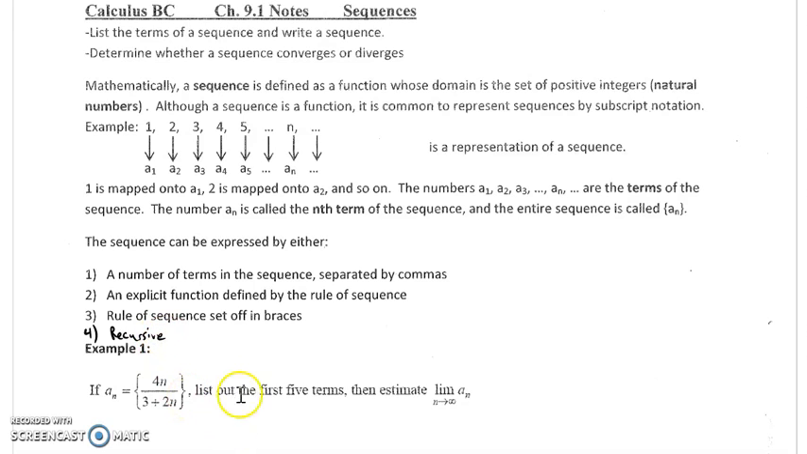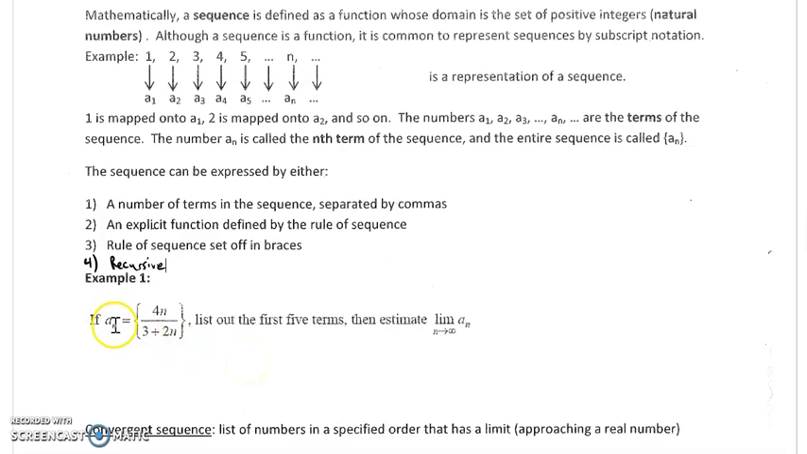All right, so if you're going to try to find the first 5 terms of a sequence, it's as simple as evaluating a sub 1, which is 4 times 1 divided by 3 plus 2 times 1, which is going to be 4/5. A sub 2, and we're just going to replace the n with a 2, so we're going to get 8 on the top, and 3 plus 4, or 7, on the bottom. And then a sub 3, it's just evaluating this expression for different n values. That's really all it is.